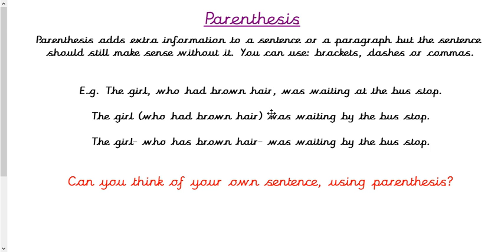So as you can see below, I've used 3 examples. They're the same sentence, but I've just used different punctuation for the parentheses to show how you can use it differently. It says the girl who had brown hair was waiting at the bus stop. The sentence would still make sense without the parentheses, because it would say the girl was waiting at the bus stop. However, the parenthesis is adding more information. The parenthesis in this sentence is who had brown hair, and you can add that in using commas like in the first sentence, brackets in the second, or dashes like in the third sentence.